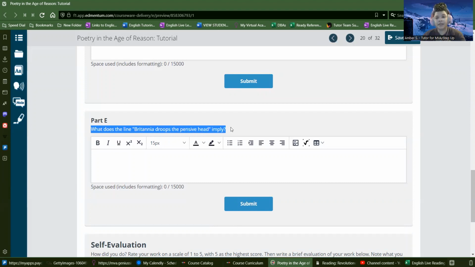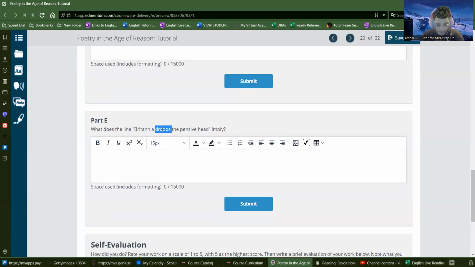Now, I'm not going to answer this question for you, but I will help you out by interpreting this line even before we get into the poem. Britannia is another way of referring to Britain. Britannia is sometimes what people consider the personification of Britain, especially in colonial times. So we have Columbia and we have Britannia. These would be like the goddesses of these nations. And Britannia is being personified because it's given human action here.